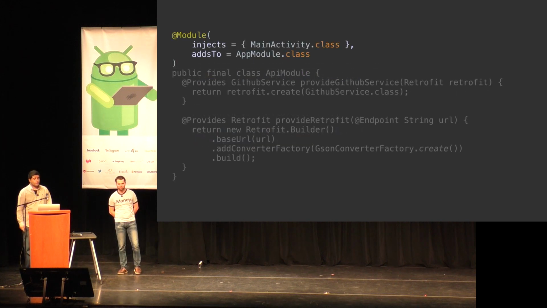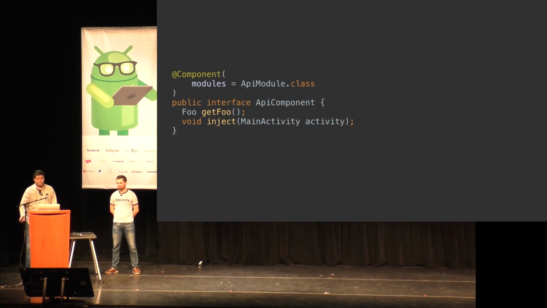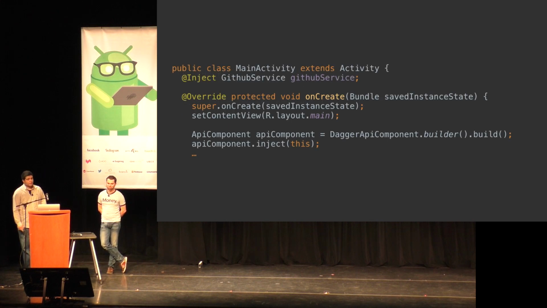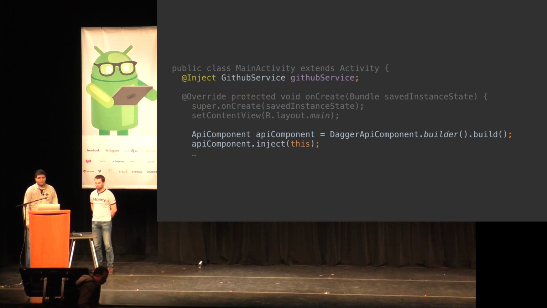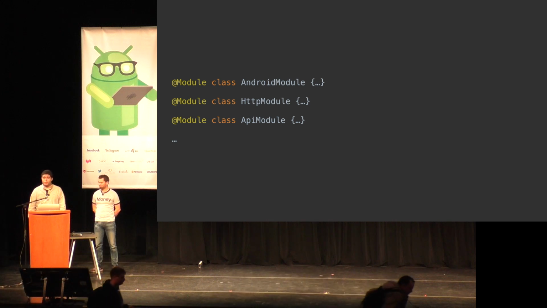In Dagger 2, the injects and adds 2 attributes go away. Since components define an implementation of the contract between the generated graph and its consumers, we add component methods to expose these dependencies. And finally, we can inject our dependency into our activity example. Great, piece of cake, straightforward.